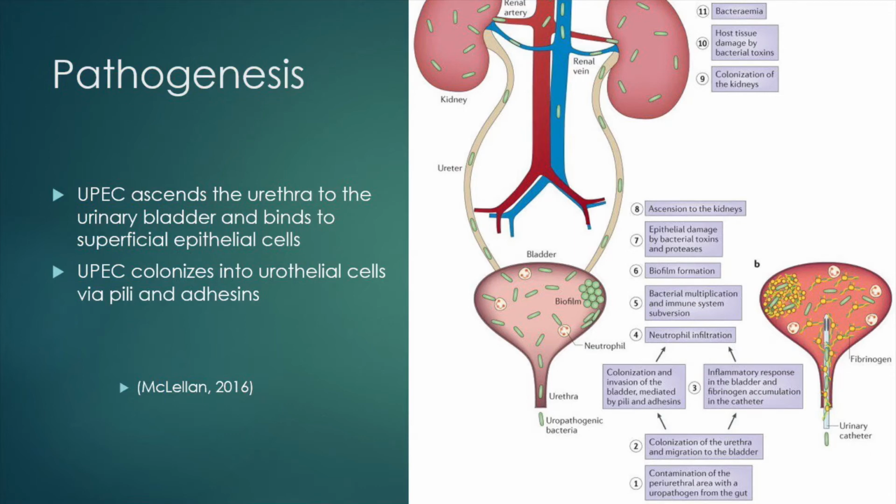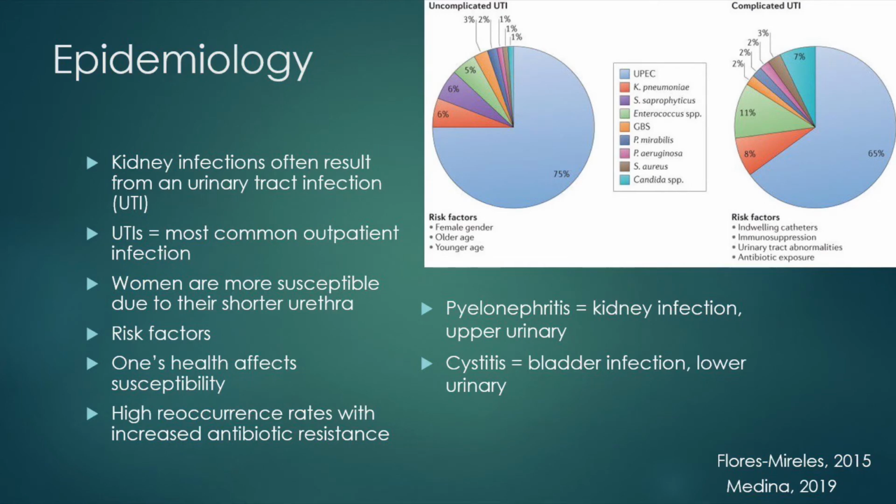Biofilms can then form in the bladder. And if you do not treat the bladder for a lower UTI, the bacteria will then ascend up to the kidneys and colonize there. This can cause host damage if it's not treated. This can also lead to bacteremia, which is bacteria in the bloodstream, which is not good and can ultimately lead to sepsis. Epidemiology is the branch of medicine that deals with incidence, distribution, and control of the disease.